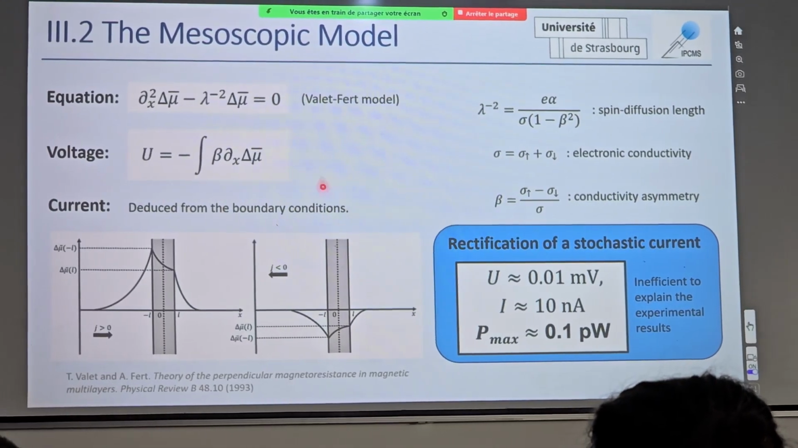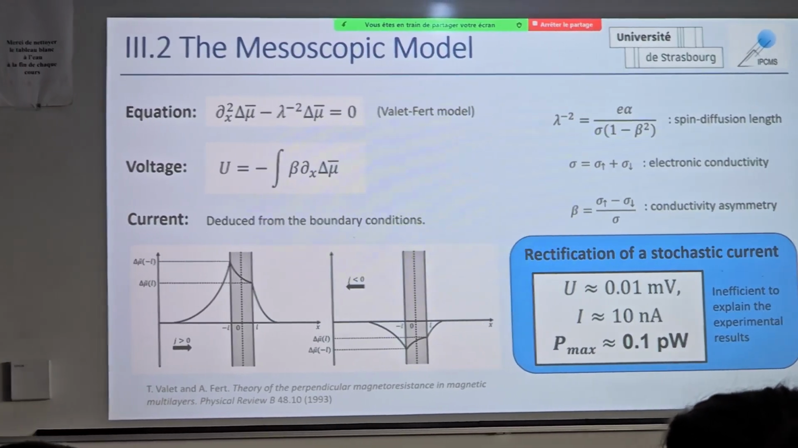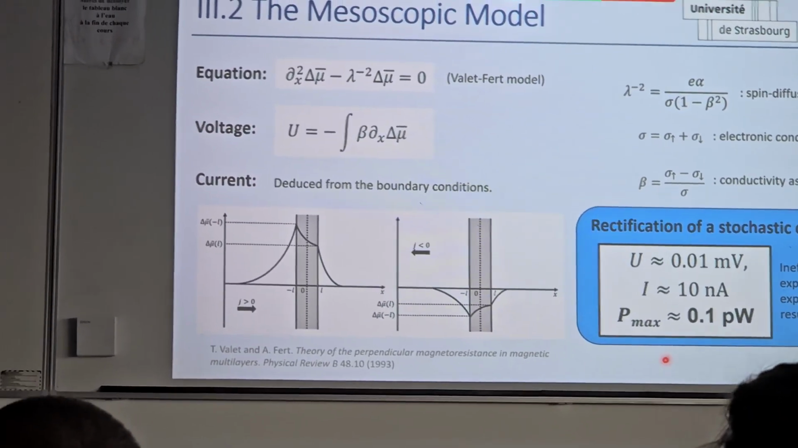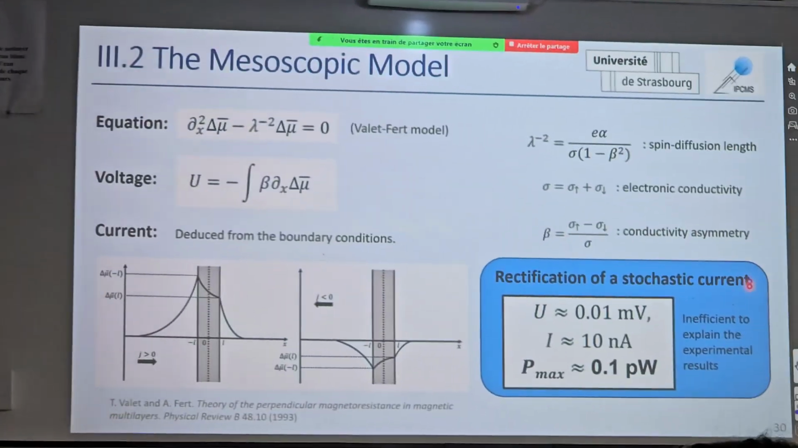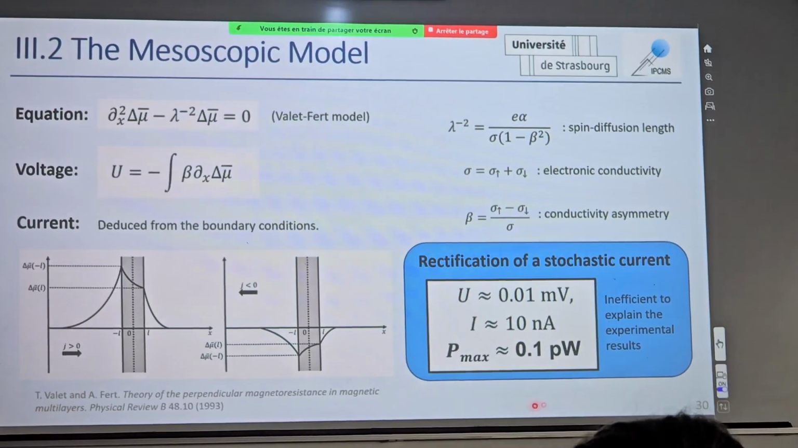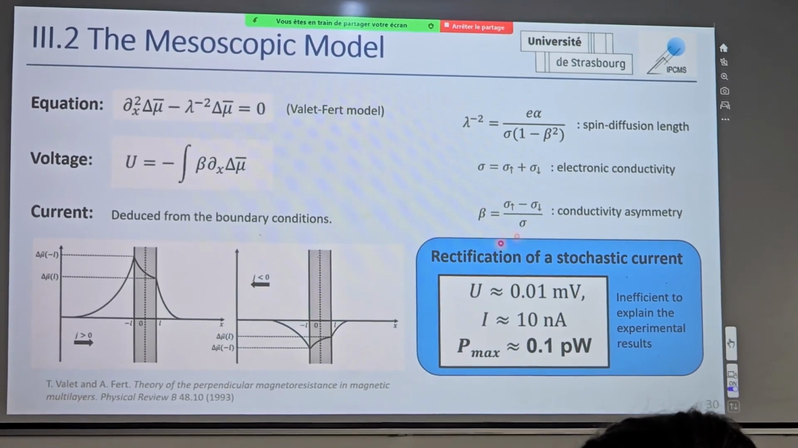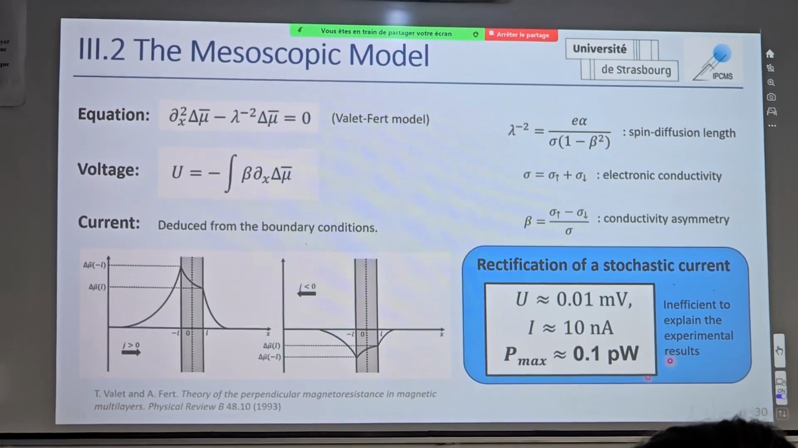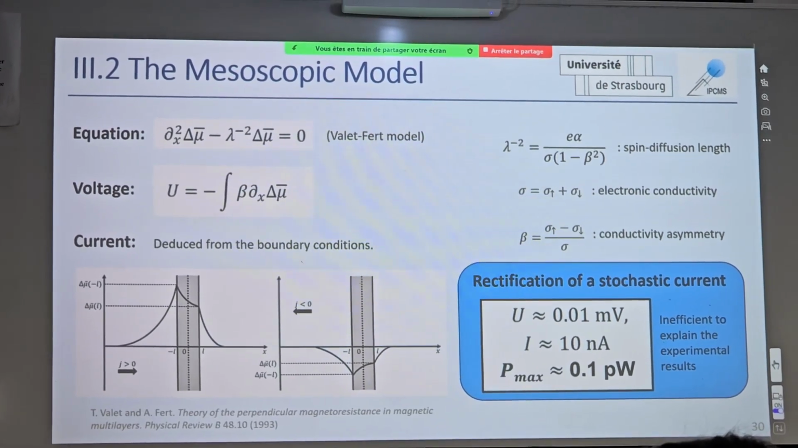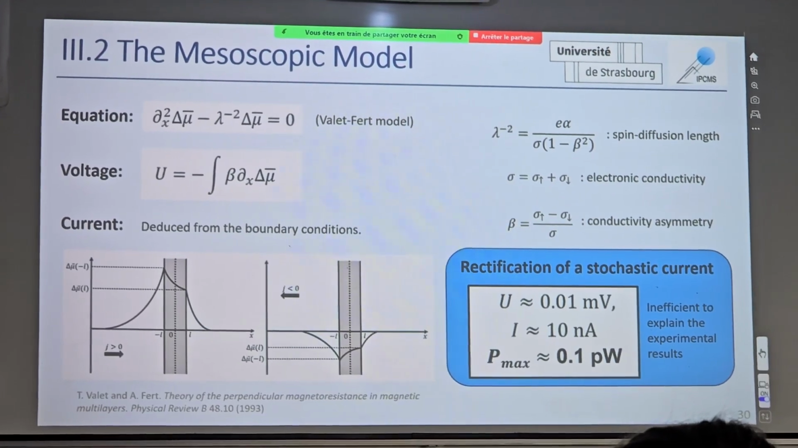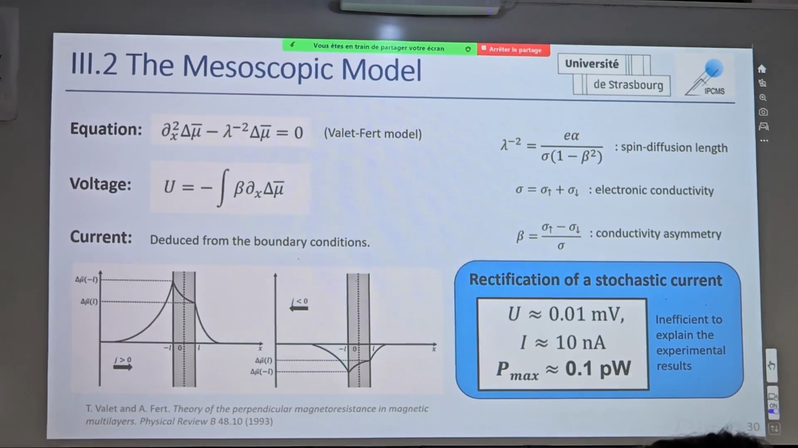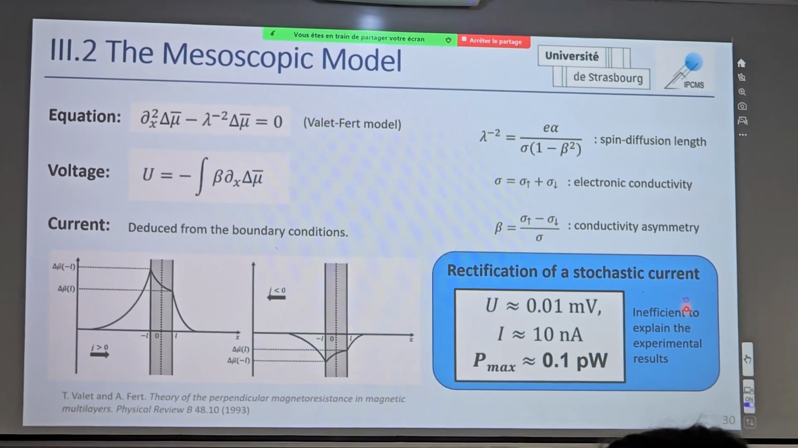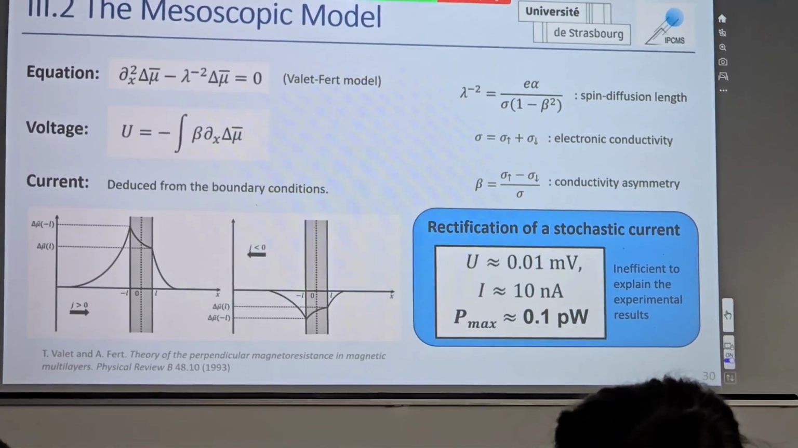And using the boundary conditions, I was able to derive the voltage and the current. And so the first thing I looked at in this model is the response of this device to a stochastic current. I showed that it was indeed producing some power akin to the experimental situations, but it was insufficient to explain the result.